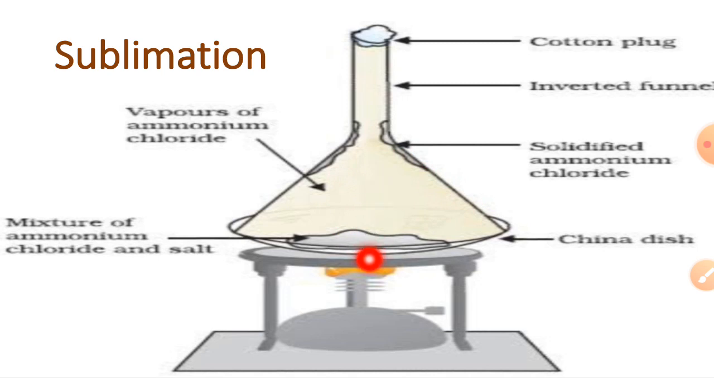You can separate the ammonium chloride from the salt, right? So what is the basic principle of this? The basic principle is, out of the two components, one will sublime, directly converting from solid to gas, and the other will not. The example is ammonium chloride and salt. We can also separate camphor and naphthalene balls. So this is the sublimation method.